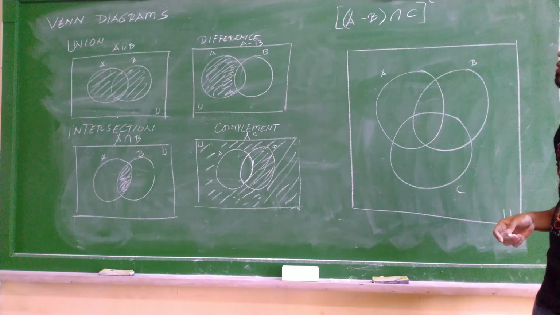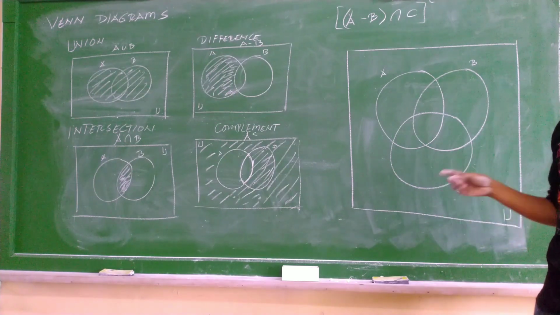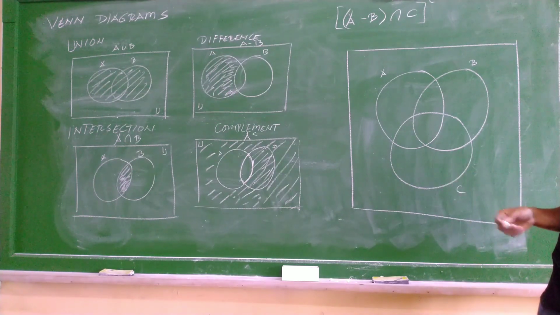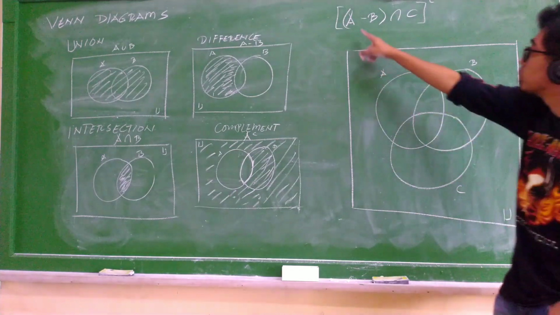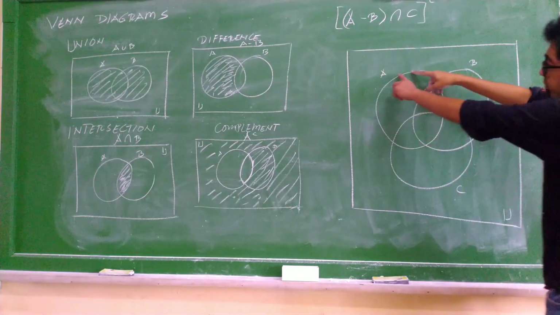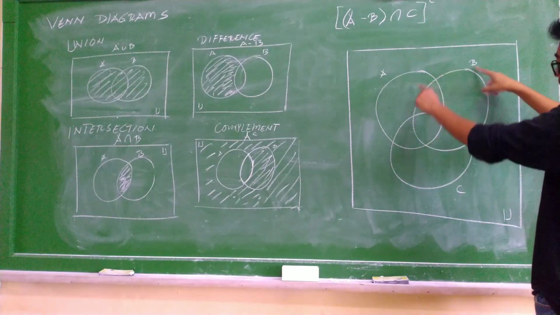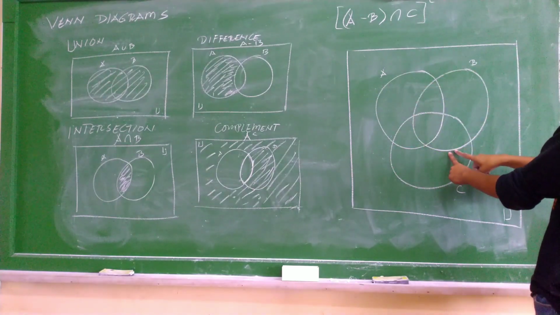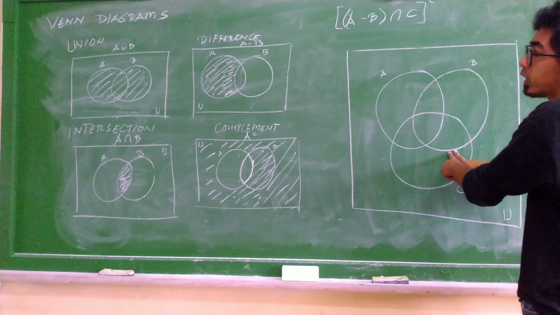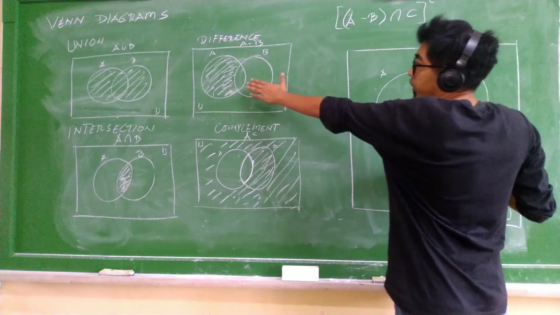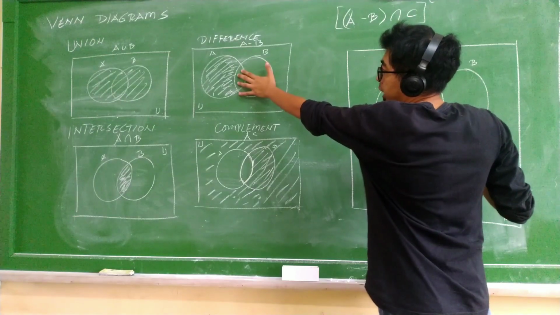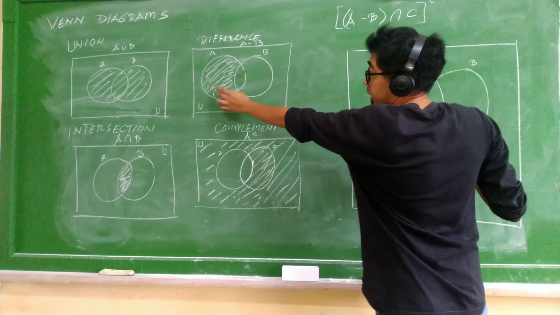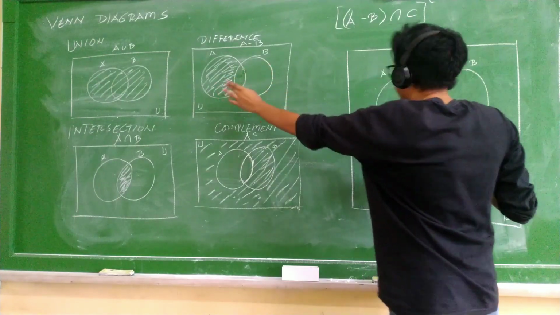Now, the problem might look scary at first because of multiple sets and operations, but we're going to break it down part by part. We start with A minus B. This is A, and this is B. So, again, A minus B, we disregard the commonality of A and B, and then we just get what is exclusive of A.